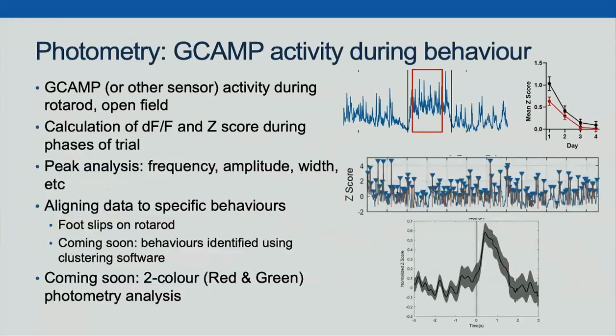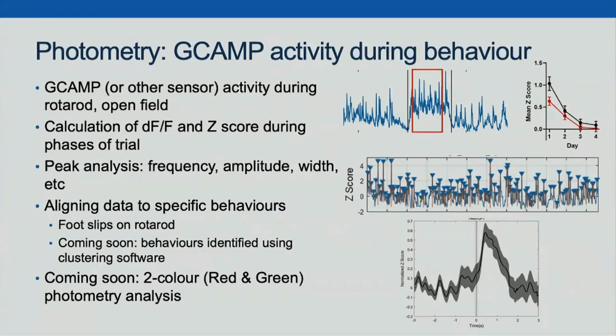And then for the GCaMP data itself, I've analyzed this in various ways. So we can calculate things like change in fluorescence and Z-score during different phases of a trial and compare those. We can look at specific GCaMP events and do peak analysis, so looking at frequency, amplitude, and width of the GCaMP events.